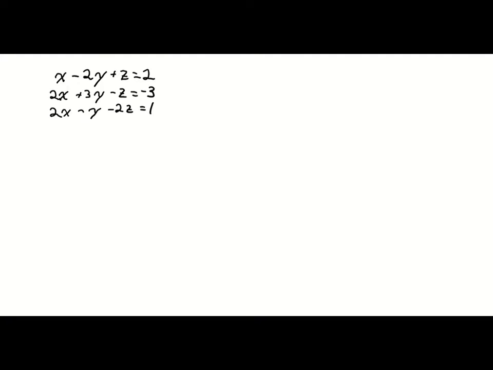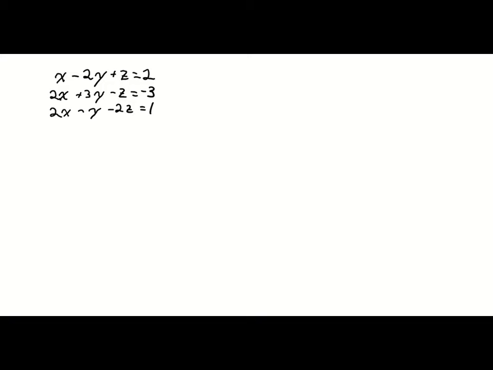Here we have a system of three equations, and we're going to solve this system using addition. First thing we get to do is choose which variable we're going to eliminate, and we have to eliminate it twice. So we look at all the coefficients. For the x's, we have 1, 2, and 2. For the y's, 2, 3, and 1. And for the z's, 1, 1, and 2.